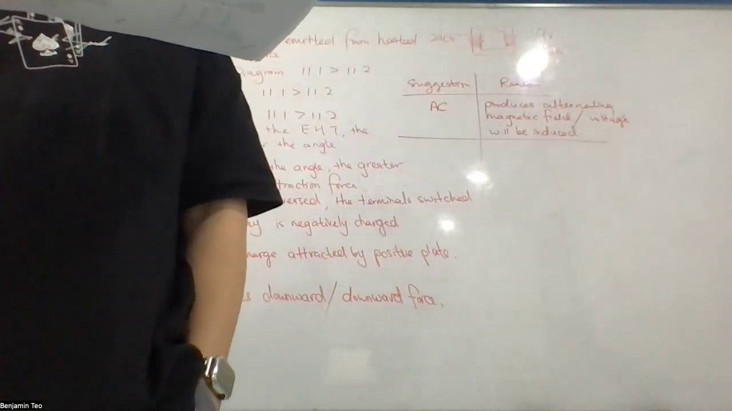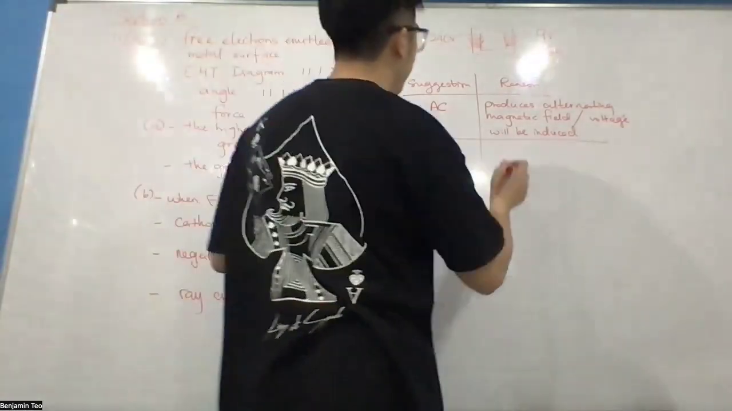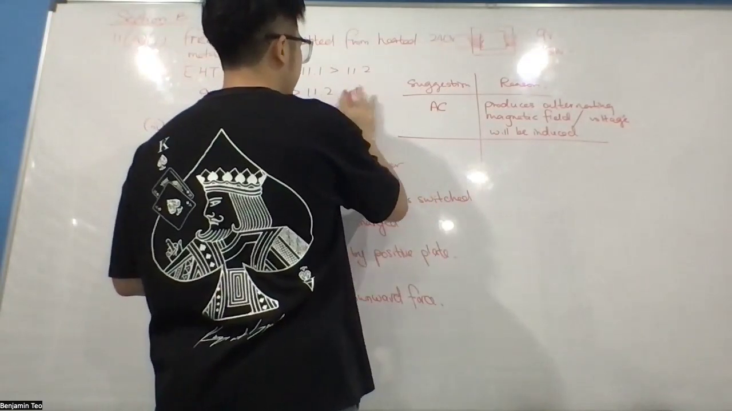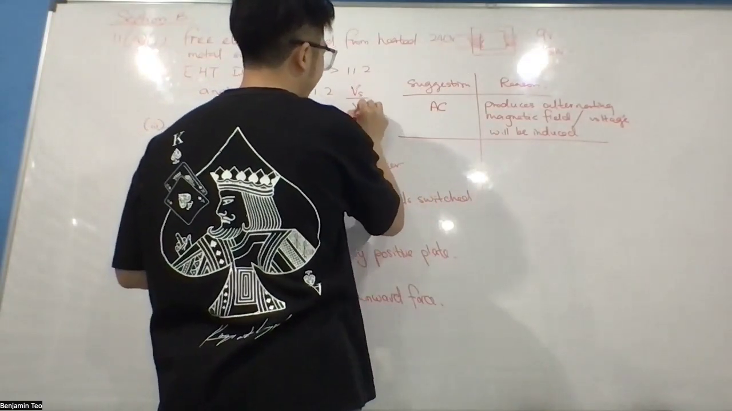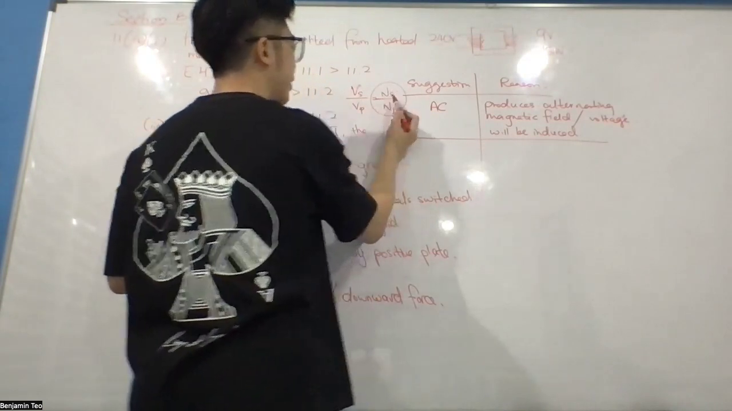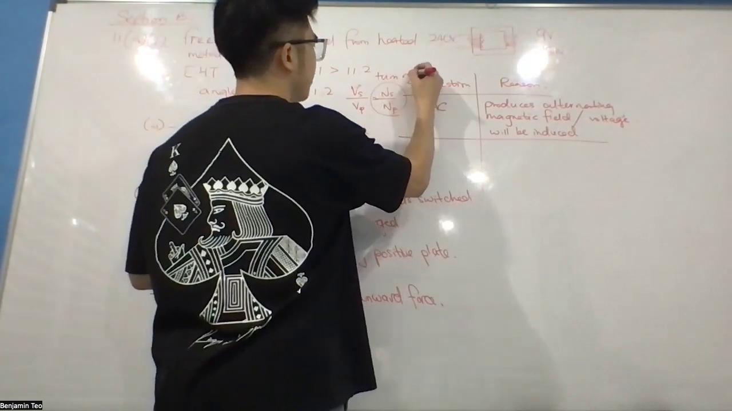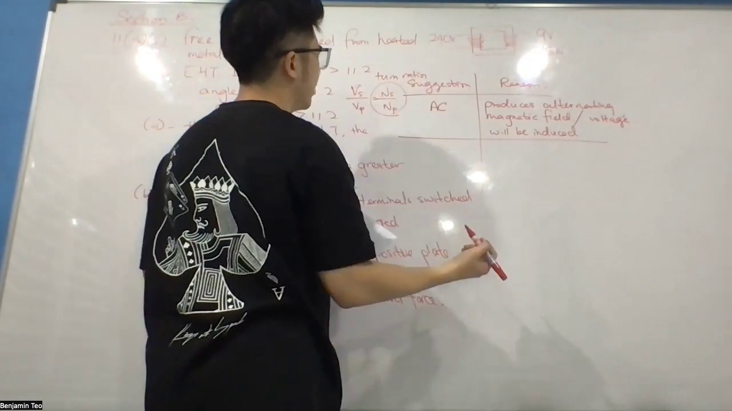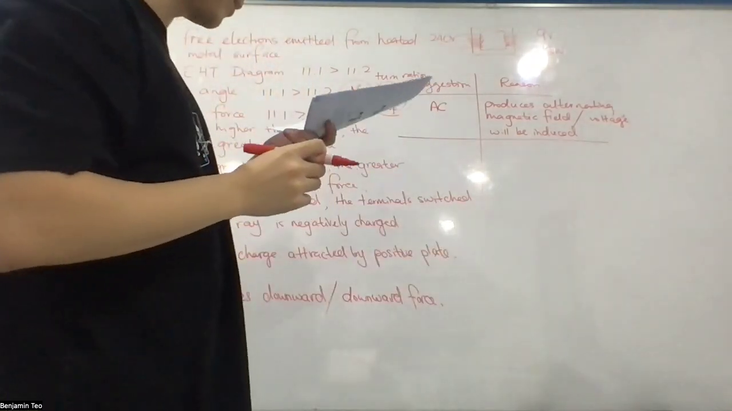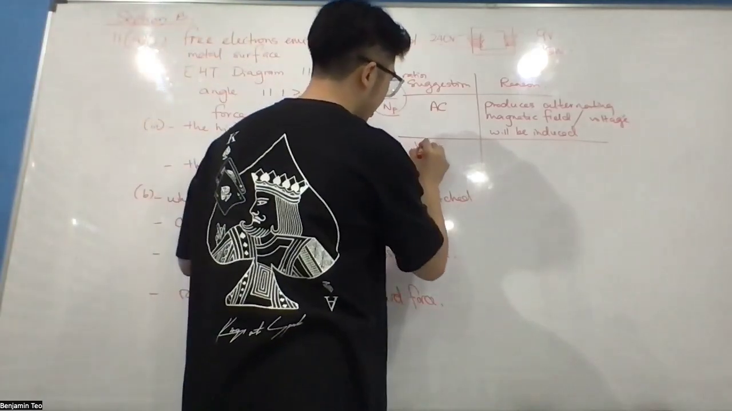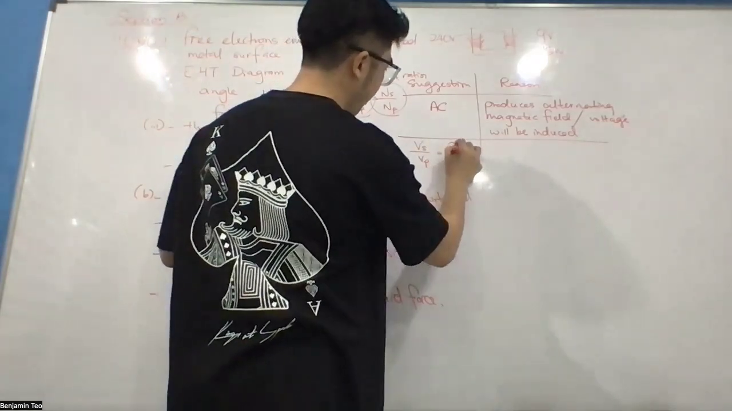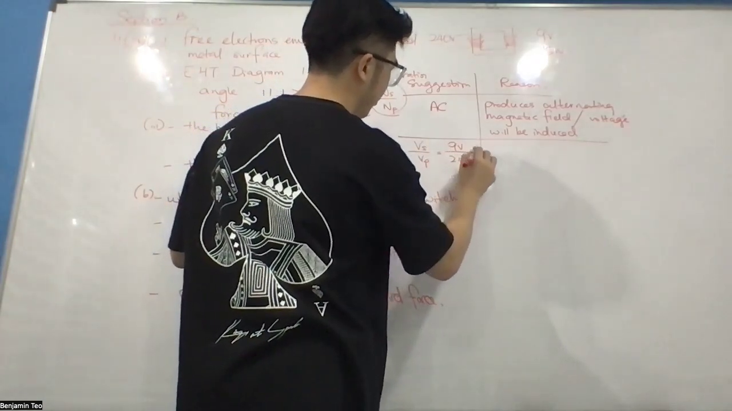Ratio of number of turns of transformer. The formula is Ns over Np, and also Vs over Vp: secondary over primary. This secondary over primary we call the turn ratio. So the turn ratio that you should get is Vs over Vp, secondary voltage over primary voltage. Secondary is the output, 9 volt over 240 volt.